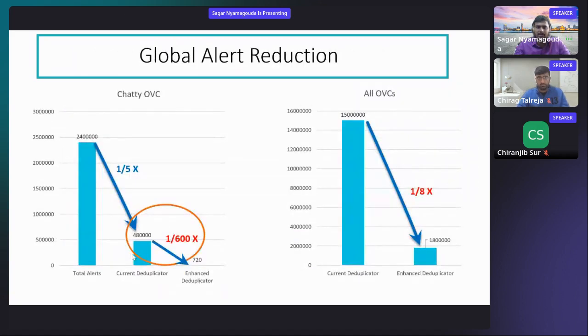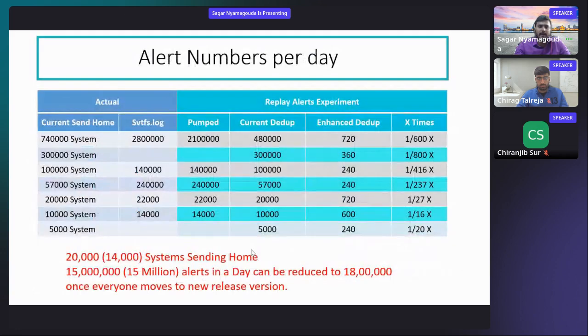So if you see here also, we have reduced the alerts from chatty commands by 1 by 5 times, and in all the OVSs 1 by 8 times. So this is how we have utilized LStack and enhanced our backend, enhanced our alert deduplicator, and reduced the alerts that we process in our backend. These are just rough numbers. In the current dedupe, we were processing these many alerts, but with the enhanced dedupe, through the decisions that we derived from LStack, we are processing only 720 alerts from these many systems.